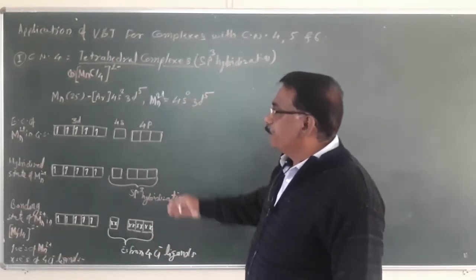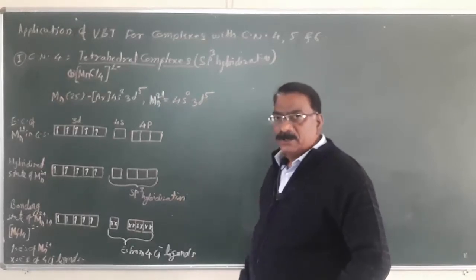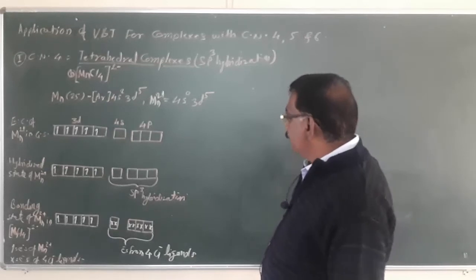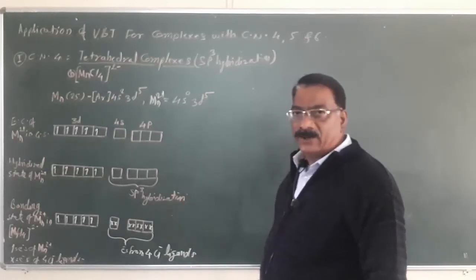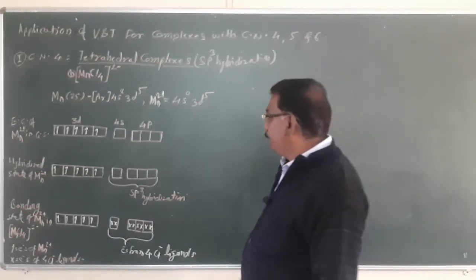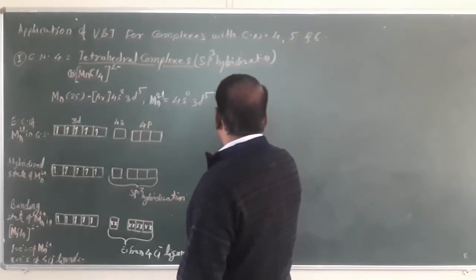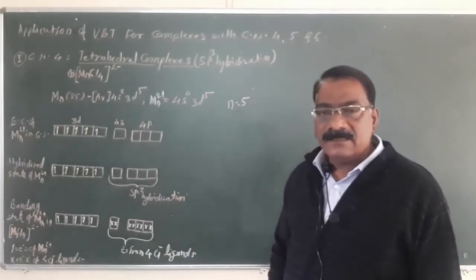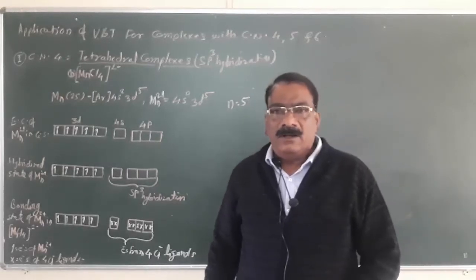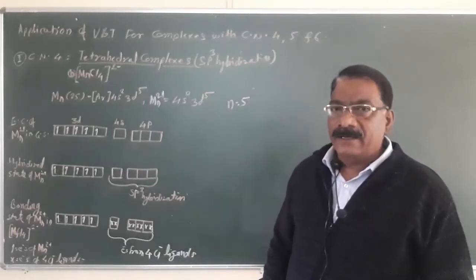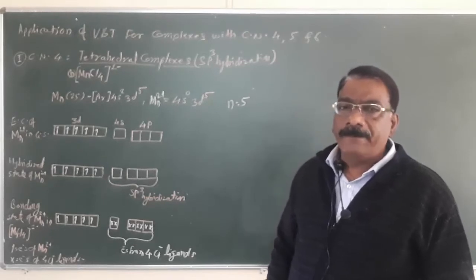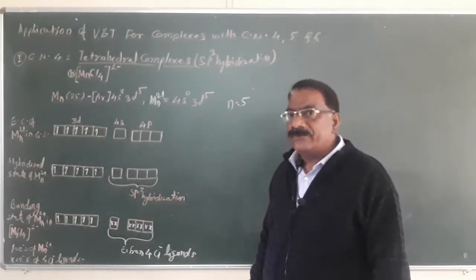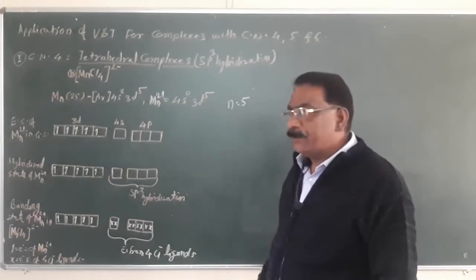When we see the valence bond picture, it is observed that V.B.T shows there are 5 unpaired electrons, so n is equal to 5. As unpaired electrons are there, this complex is paramagnetic, and for paramagnetic complexes we calculate the magnetic moment.